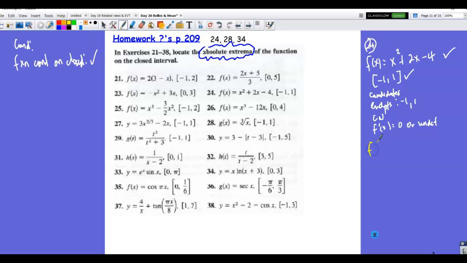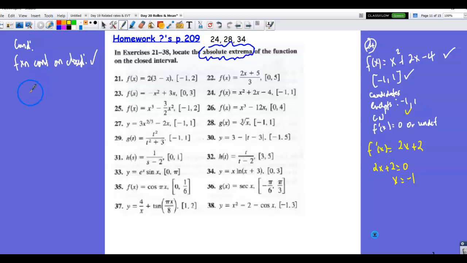So I'm going to find the first derivative of f. So f prime of x is 2x plus 2. I'm going to set that equal to 0 to find any critical numbers. Subtract 2, divide by 2, I get x equal to -1. And -1 is already an endpoint, so I don't get any additional critical numbers that are not endpoints.